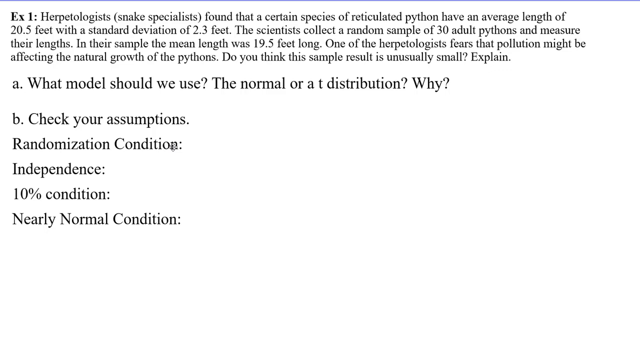Independence. We're sampling without replacement, but we can override that with a 10% condition. So it's not truly independent, but because there's more than 300 pythons in the population, we're good to go. We're all Gucci. Nearly normal condition.